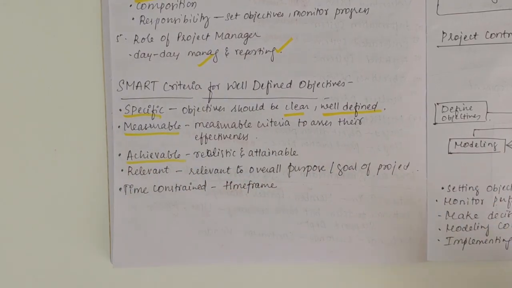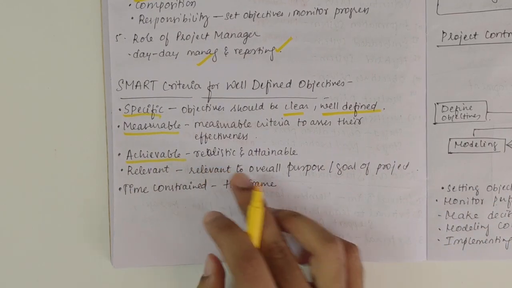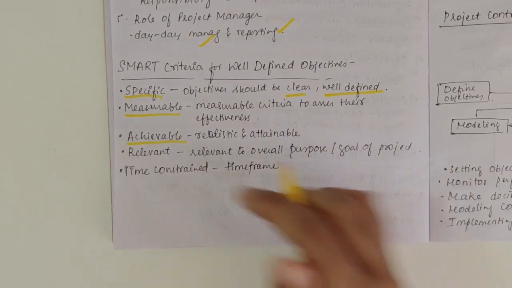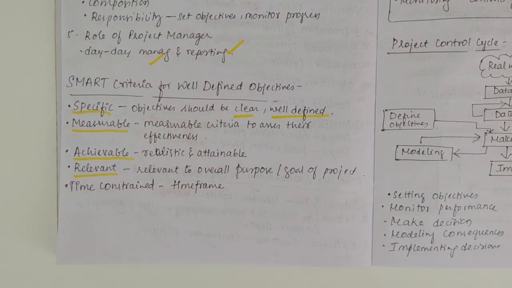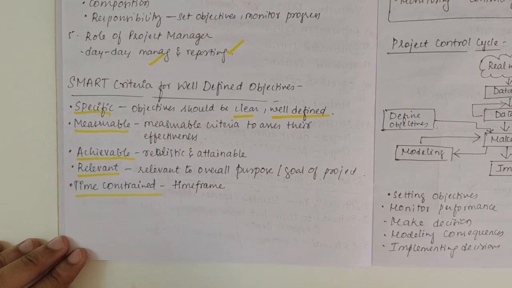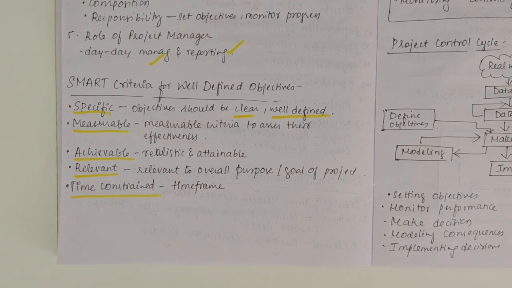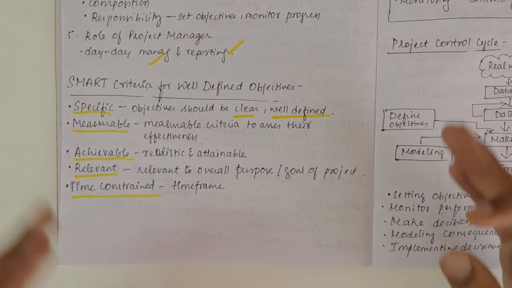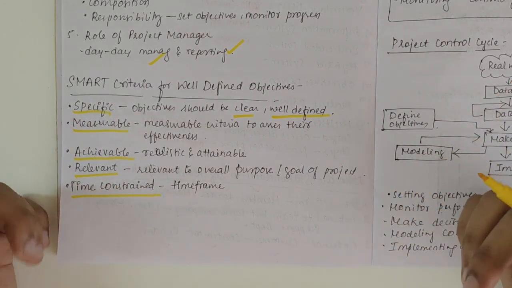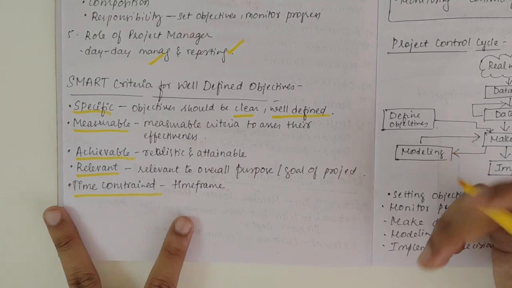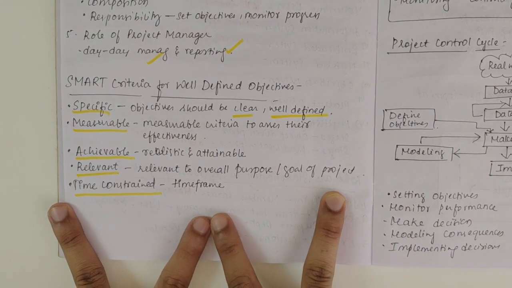Then we have achievable. Achievable means it has to be realistic and attainable. Then we have relevant. The objectives which we are forming should go along with the purpose and goal of our project. Then we have time constraint. Within a stipulated time frame, we should form objectives such that they are satisfied. If you have an objective to complete the entire project and you have one week, it is not possible, right? So depending on the time frame, you should define the objectives.